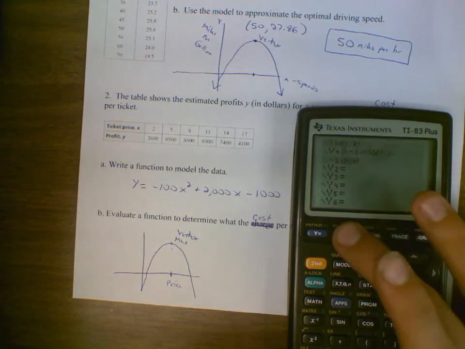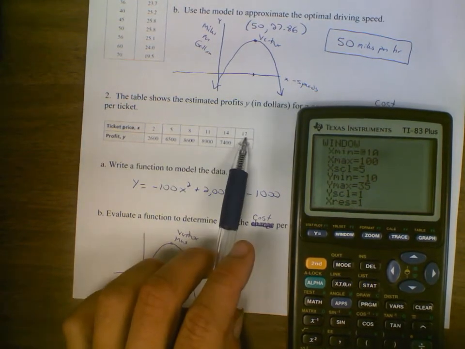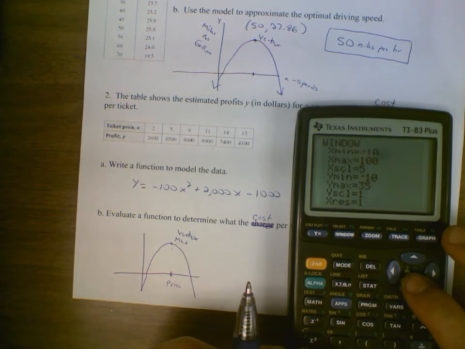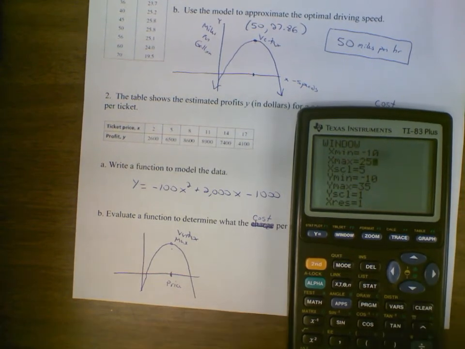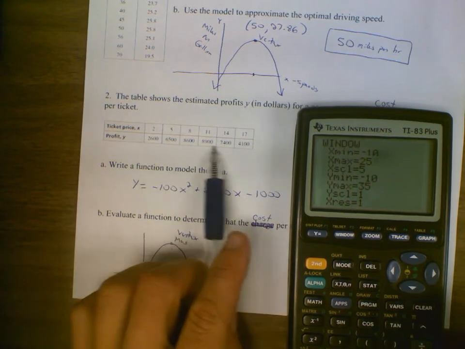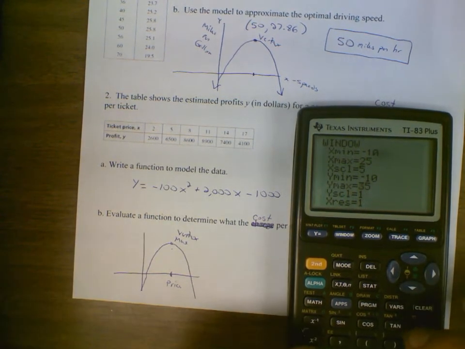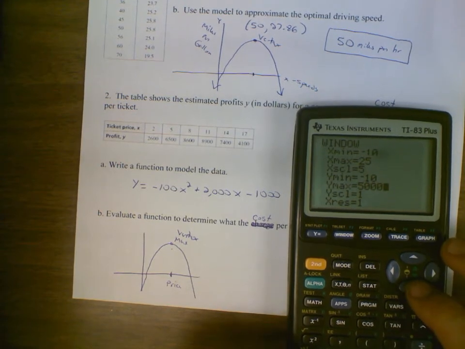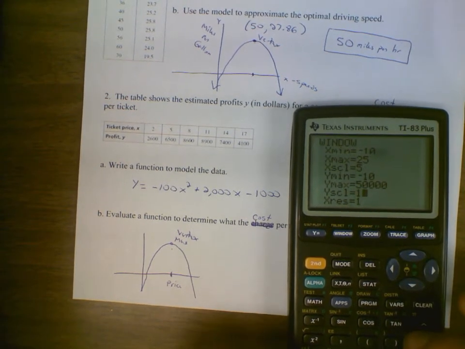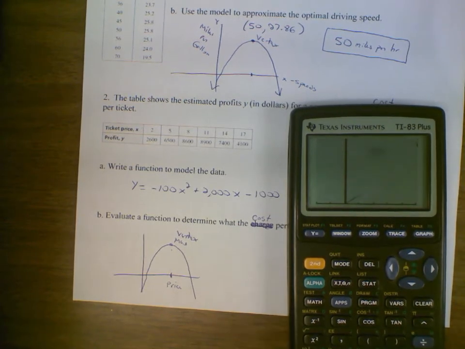I'm going to adjust the window. The reason why I'm doing this is I look at my x's and it goes 2 to 17. So I'm going to make sure it goes from negative 10 to 25. I just want to be a little bit bigger than those. And then your y's, you'll notice they're in the thousands, right? So I'm going to go up to 50,000. I'm going to scale it by 100s. I'm going to graph that.